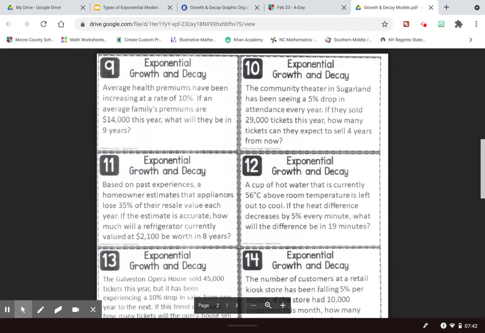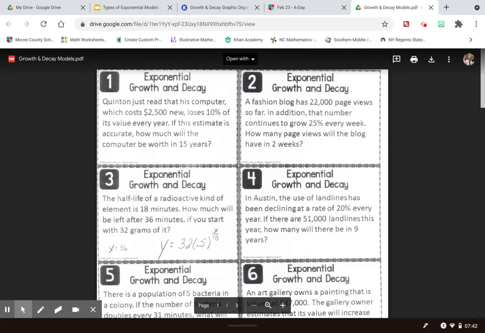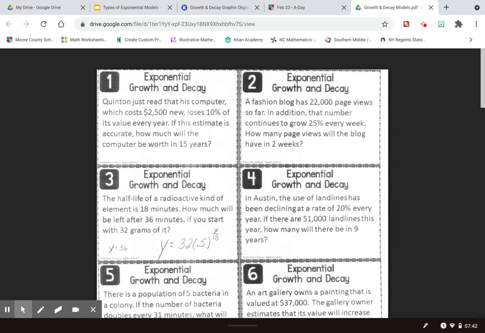All right, so all 24 of these need to be done. And please take a photo and upload it to Canvas when you're finished so I can see your work. I will be on Google Meet if you have any questions.